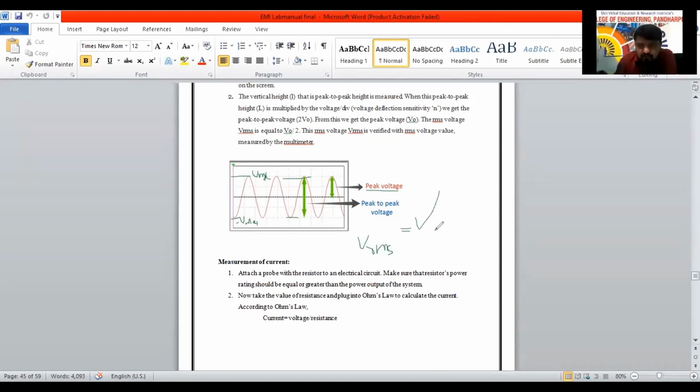Vmax by root 2, no? Yes, sir. The RMS value indicates the AC voltage here. The RMS value indicates AC voltage. That is called Vmax by root 2 here. Now that is called AC voltage.